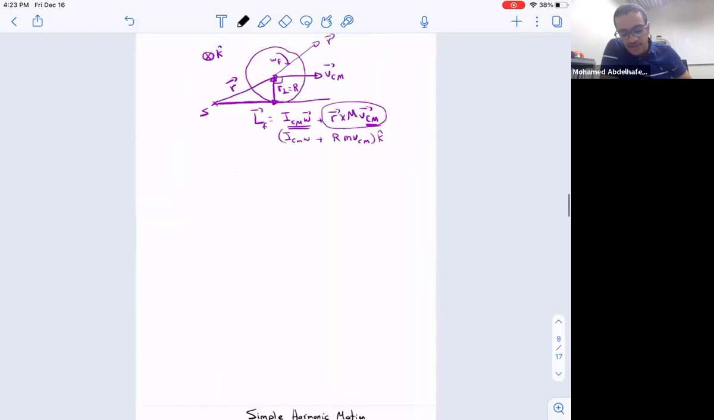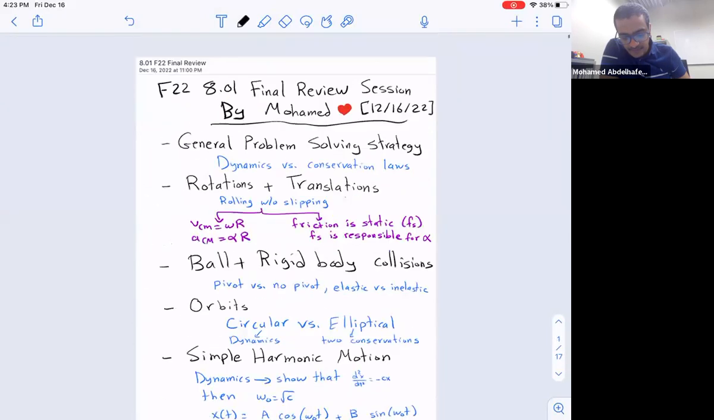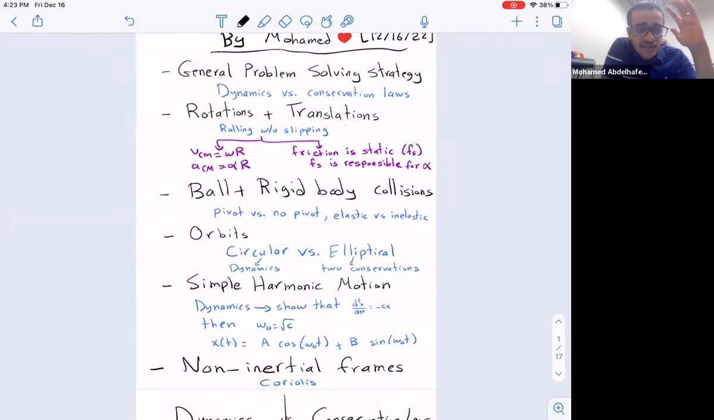So let's see what we did so far. We talked about general problem solving strategy, and we've been applying it. We did rotation and translation with rolling without slipping and static friction. We did harmonic motion. So now we want to talk about collisions in a rigid body sense, orbits, and Coriolis. We have about 1 hour to cover these, so let's get to it.